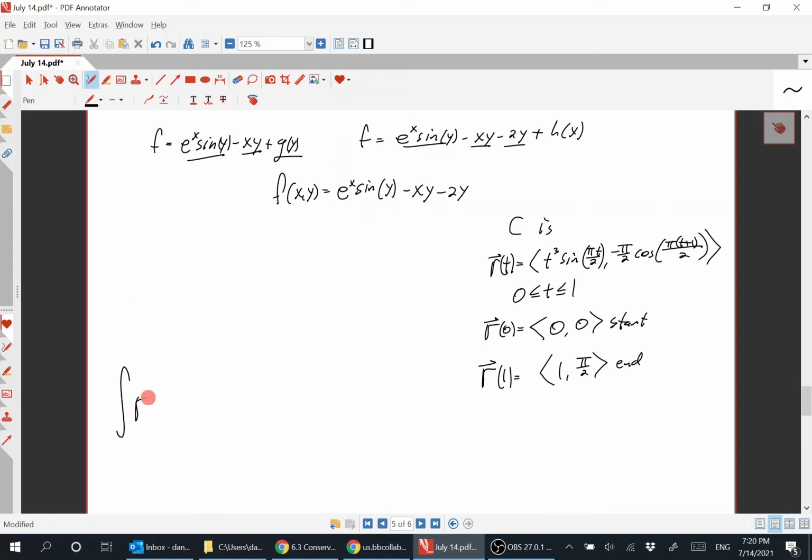So the line integral over C of F dot dr is just equal to this antiderivative, e to the x sine y minus xy minus 2y from 0, 0 to 1 comma pi over 2.